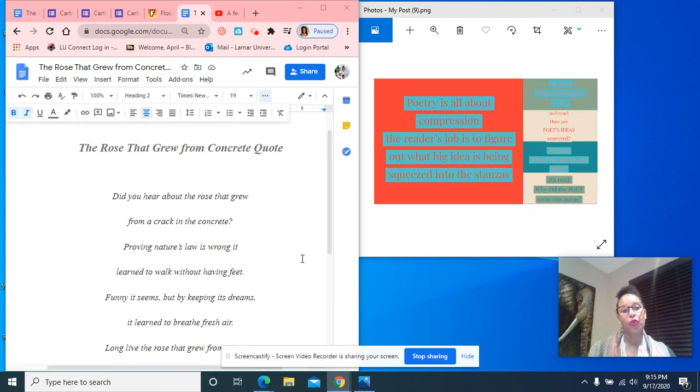And he performed this piece and made it very famous. Many people think that he wrote it, but he did not. This poem is actually by an artist, a woman named Nikki Giovanni. Okay, you guys can look that up. So, this poem is called The Rose That Grew from the Concrete.